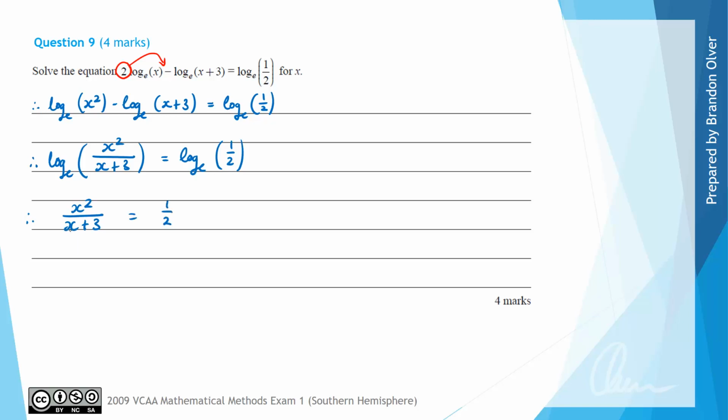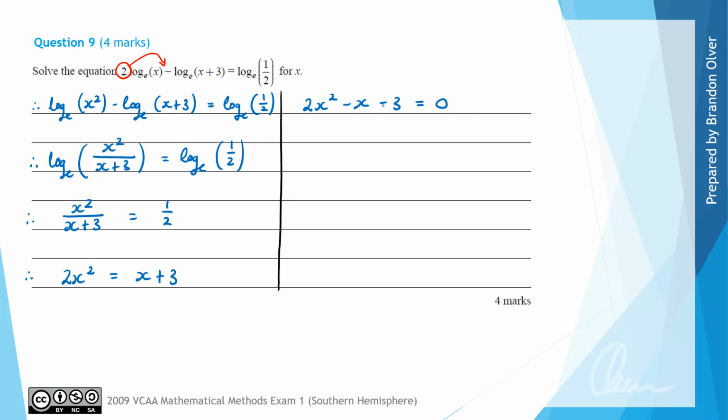And now if we multiply both sides by x plus 3 and multiply by 2 as well, we get 2x squared is equal to x plus 3. So now we're simply solving a quadratic, and that quadratic is 2x squared minus x minus 3 equals 0.